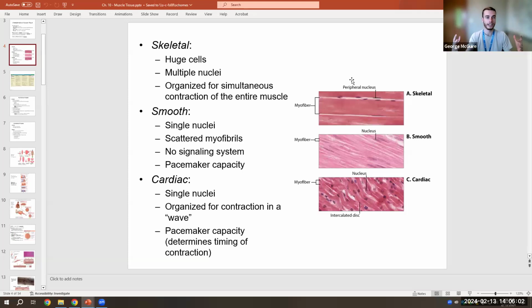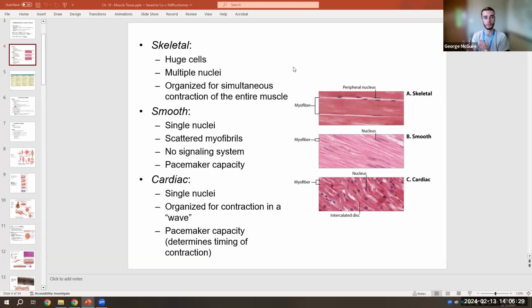So we have multiple nuclei, which, just like with osteoclasts, means they came from multiple stem cells bonding together, kind of merging together. And so all of those internal components, including the nuclei, merge together as well. So we get this one really long multinucleate cell with all the organelles that we associate with eukaryotic cells in it. And these skeletal muscles are organized for simultaneous contraction of that entire organ.